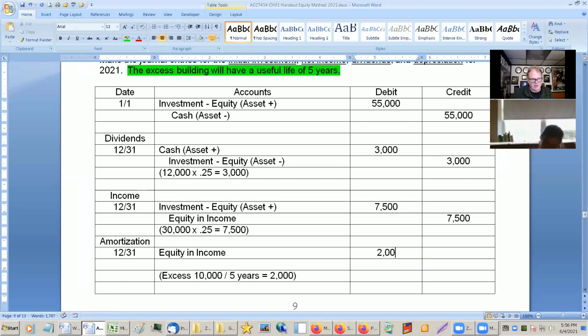So our equity and income is really not 7,500. It is 7,500 minus, somewhere in that investment where there's an additional depreciation of $2,000. Now you're absolutely right. It is depreciation. It's just that we don't have it on our books.